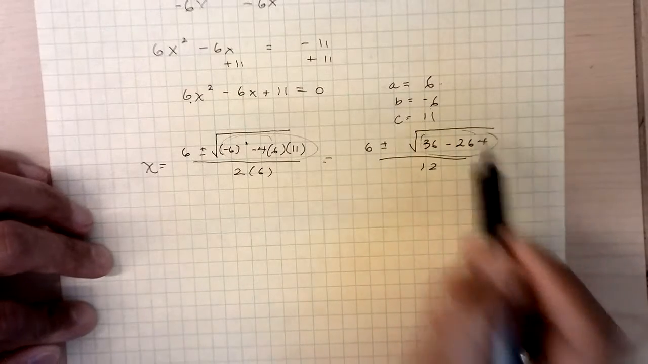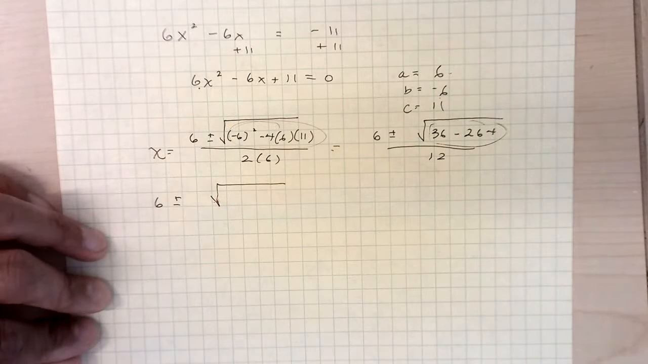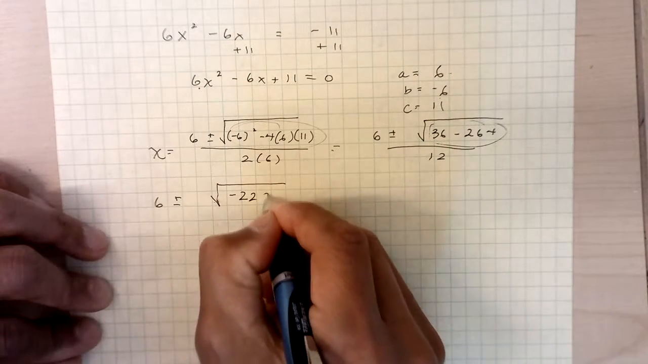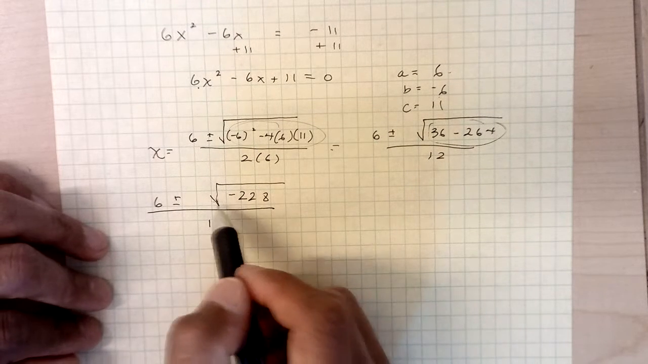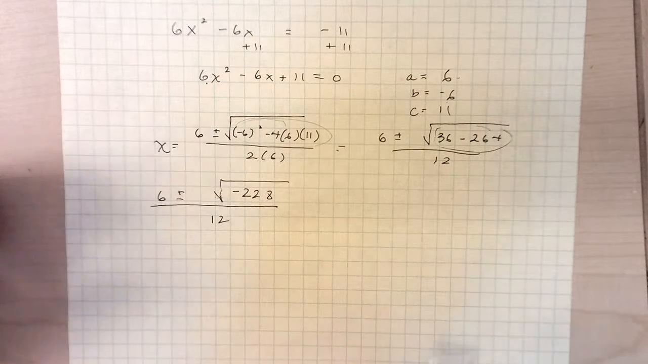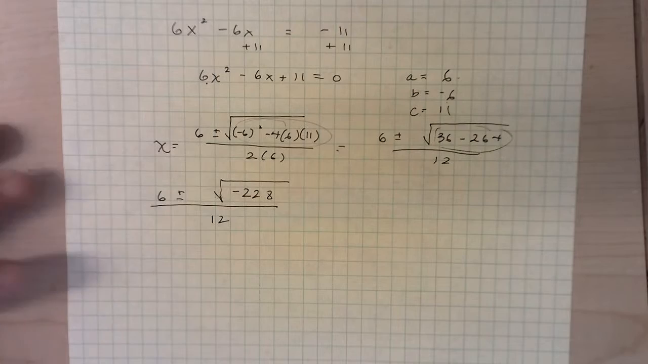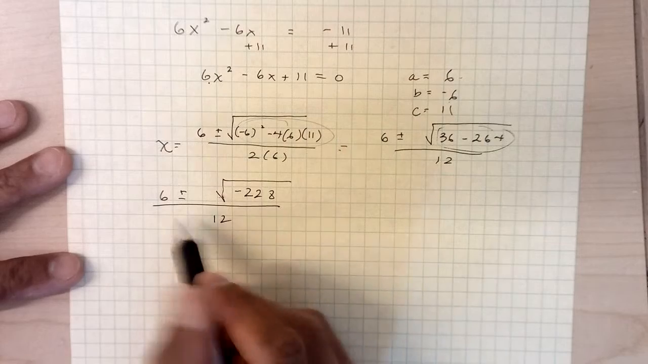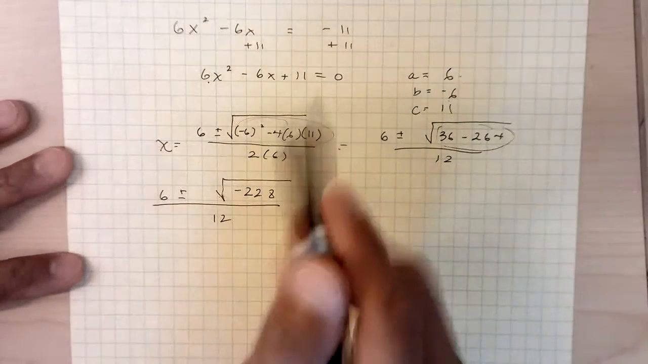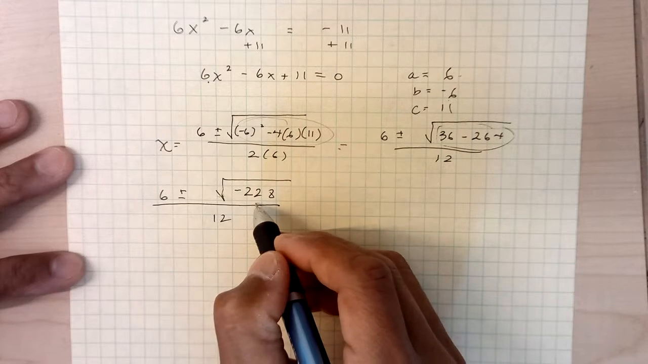And then if we simplify what's underneath the radical, it's 6 plus or minus the square root of 36 minus 264, which is negative 228, all over 12 still. If you try to take the square root of any negative number, let alone negative 228, your calculator will say something like syntax error or domain error or non-real answer. So since you cannot take the square root of a negative number, the solutions for the entire quadratic equation would be no real solutions. Again, specifically because you cannot take the square root of a negative number.